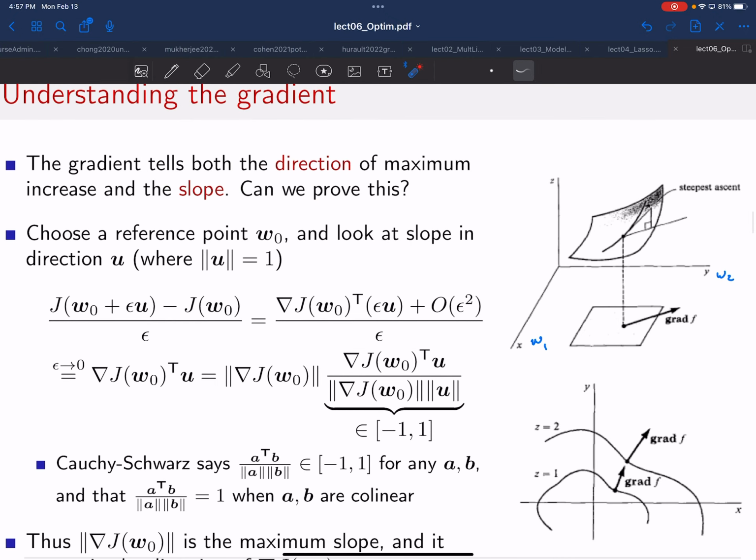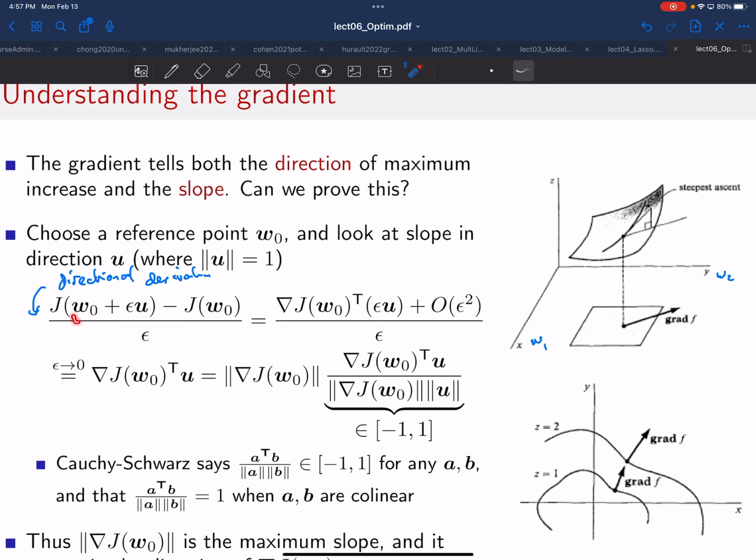Okay, so this is the definition of the directional derivative. I think this will be pretty familiar to you just from basic calculus. So here's my reference point. U is a direction vector. By that I mean that I'm going to scale U so that its norm is 1, so that the length of U is not important. What's important is which way it's pointing.